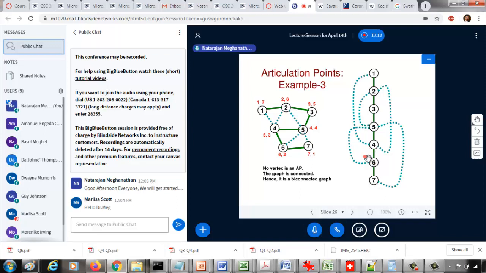So none of the vertices in this graph is an articulation point. This graph is also connected because you ran depth first search from 1 and you were able to visit all the vertices. So we can say this graph is a bi-connected graph. That means you have at least two vertex-disjoint paths between any two vertices.